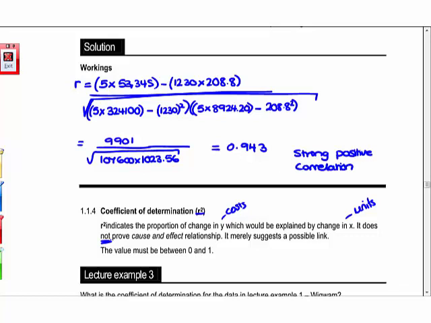And with something like cost and number of units, we're quite happy to say that it's making more units that causes the cost to rise. But with some things, it's harder to know, even if there's a link, which one is the driver, which one is causing it. The value for the correlation coefficient had to be between -1 and 1, so therefore the coefficient of determination, which is just R squared, has to be between 0 and 1, because if you square a minus it becomes positive.